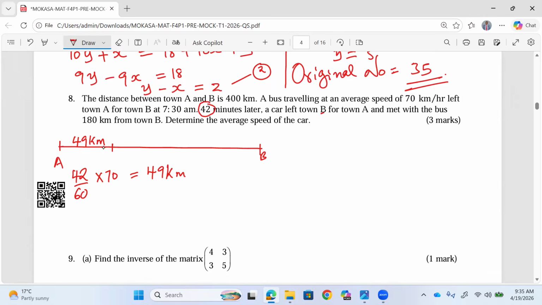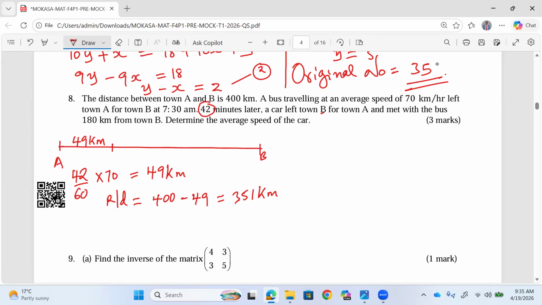So look at this now. The remaining distance, the relative distance actually, we pick 400 and we subtract the 49 that has already been covered by the bus. So this is 400 minus 49. I'm getting 351. 351 kilometers remains between the two vehicles.